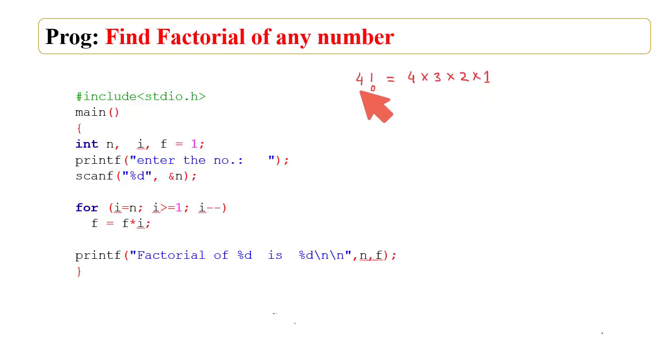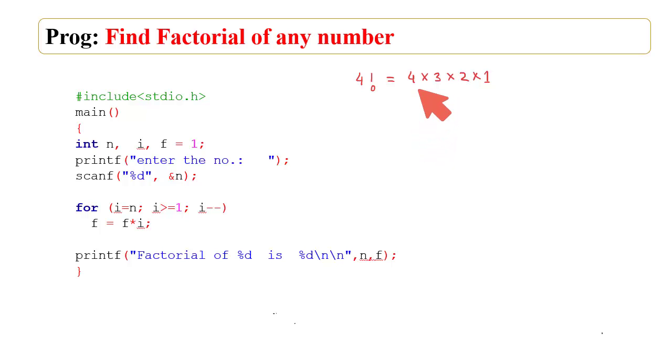Means the number whose factorial we want to get, that number will be decremented up to 1. For this operation I am using a for loop. See, for i is equal to n. What is the value of n? n is the number whose factorial I want to get. Say for example n is equal to 4 here. So i is equal to n, i greater than or equal to 1, this is the condition, i minus minus. Means i will be decremented up to the value i is equal to 1. So I will get 4, 3, 2, 1 like this. If n is 100, then I will get 100, 99, 98, 97 like this.